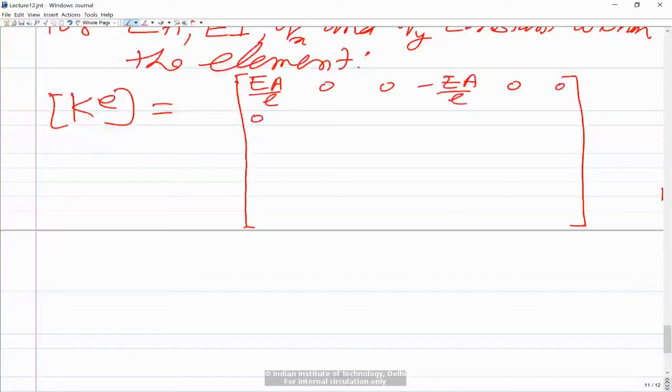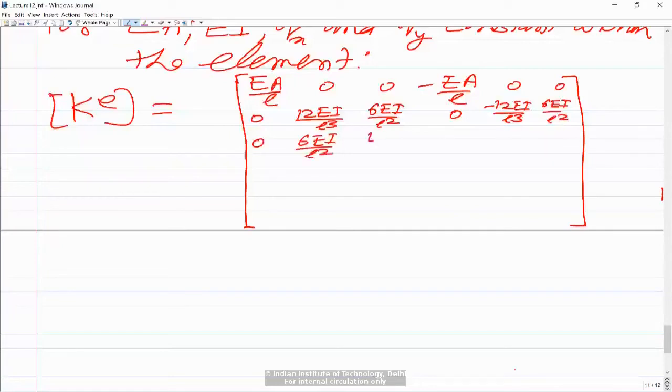The second row, this term would be 0, and this would be what we got for the stiffness matrix of the Euler-Bernoulli beam element. So 12 EI by L cube, and then we will have 6 EI by L square, and then here we will have 0, and then minus 12 EI by L cube, and 6 EI by L square. So this is the second row. The third row would be 0, and then we will have 6 EI by L square, 4 EI by L. Now I cannot take EA or EI common, so I am keeping them inside.